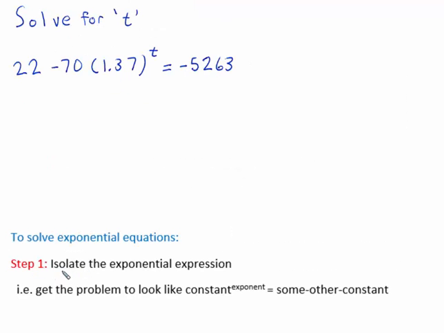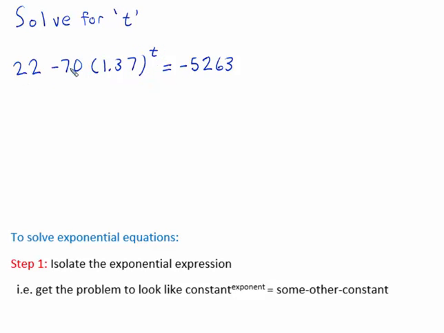So for example, step 1 is to isolate the exponential expression. This is the exponential expression because it's the base that's being raised to an exponent with the input variable in it. We need to isolate that, or get it by itself, by getting rid of the negative 70 that's being multiplied and getting rid of the 22 that's being added.